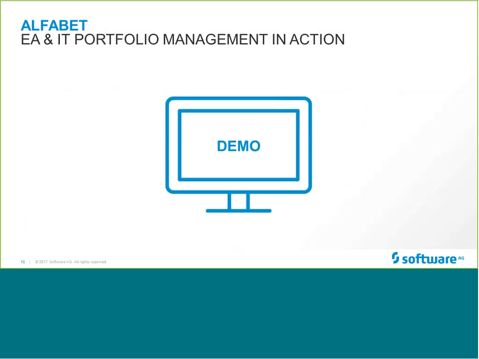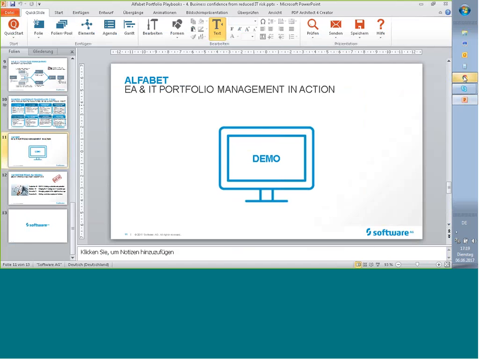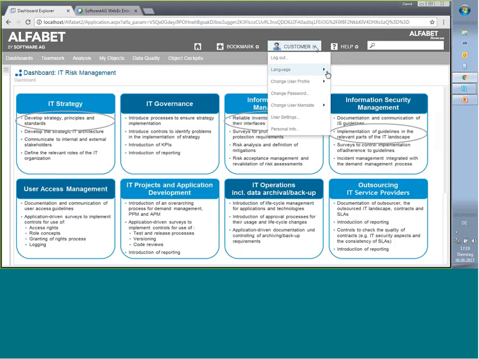So with that, I'll go over to the demo part of the portfolio playbook. And to do that, I'm going to go over to the browser. And here we are in Alphabet. This is an HTML5 interface for the application, and it's been tested on all major browsers. And we're logged in here as a user called John Customer.